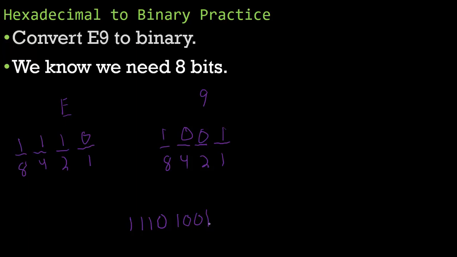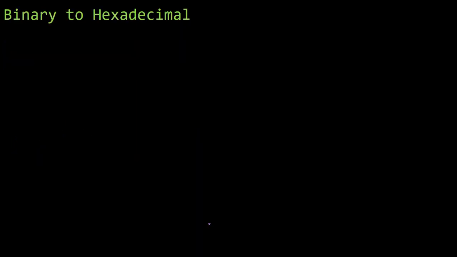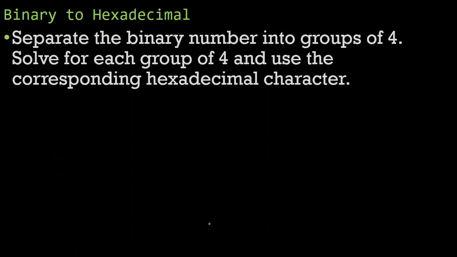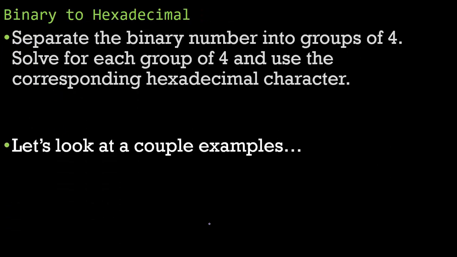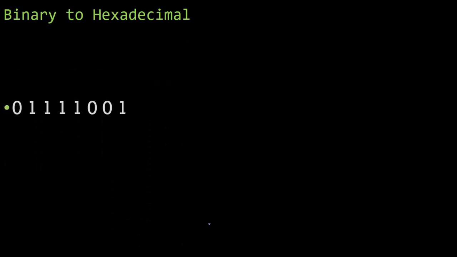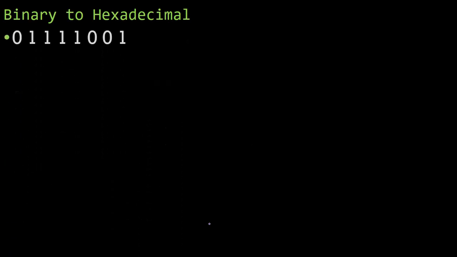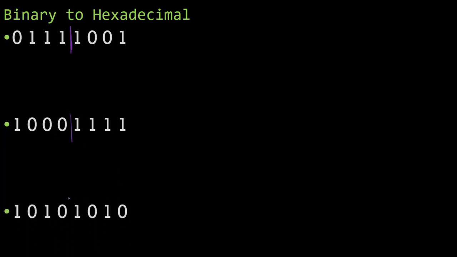It is that easy. Okay, what about if you're going from binary to hexadecimal? You separate the binary number into groups of 4. Solve for each group of 4 and use the corresponding hexadecimal character. Here's a couple examples. So we have this one. All we're going to do is separate this into groups of 4. There, it's separated, easy to read. We're going to separate this one, and this one. Now it's much easier to read.